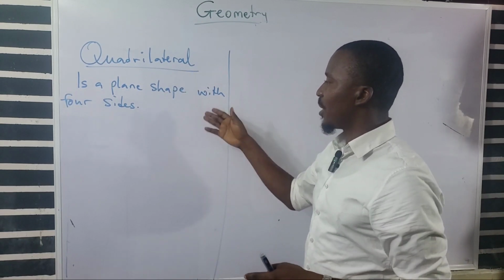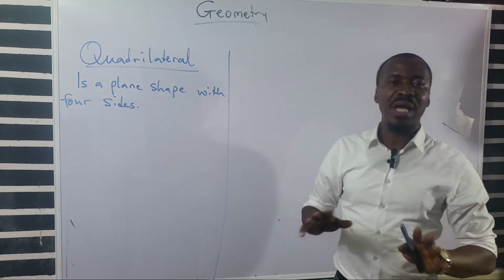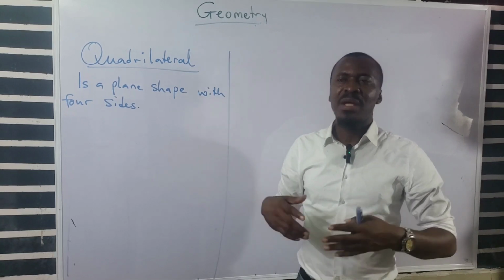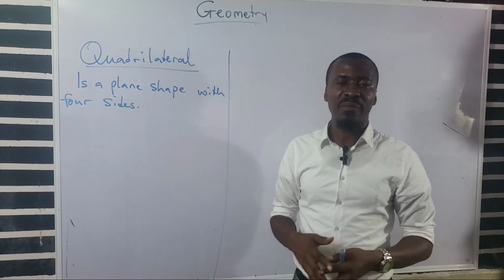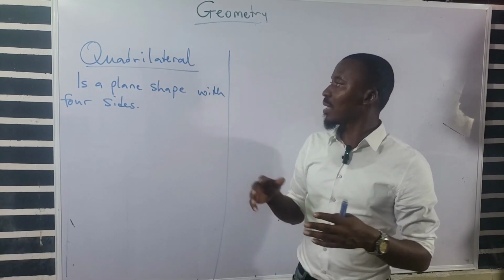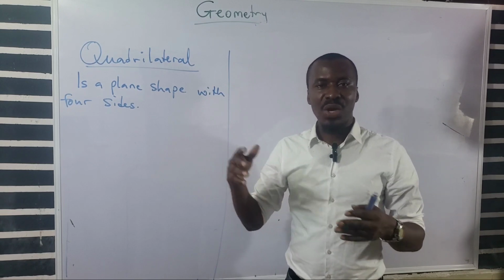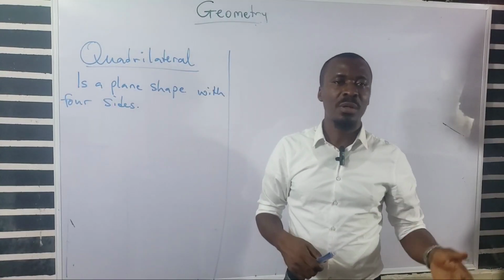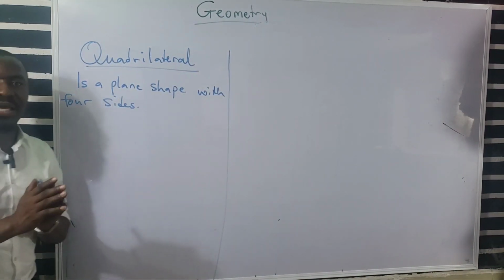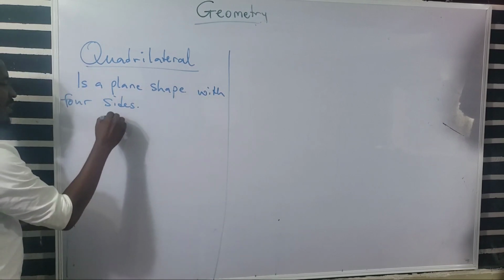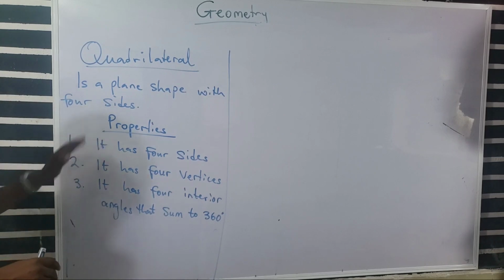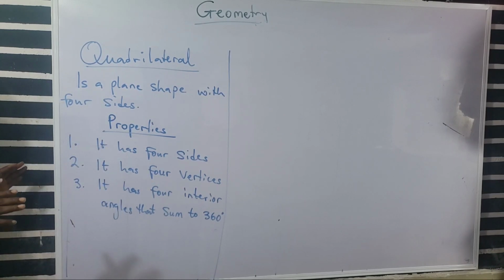A quadrilateral is a plane shape with four sides. So any plane shape that you know that has four sides is a what? A quadrilateral. Now we are going to talk about the properties of these shapes. Okay, remember I talked about a quadrilateral being either a parallelogram or a non-parallelogram. Now, what are the properties of a quadrilateral? What makes a shape a quadrilateral? So we'll talk about the properties of quadrilaterals.